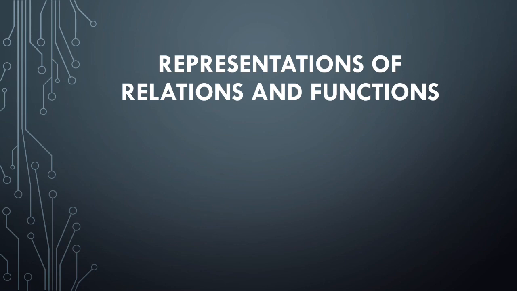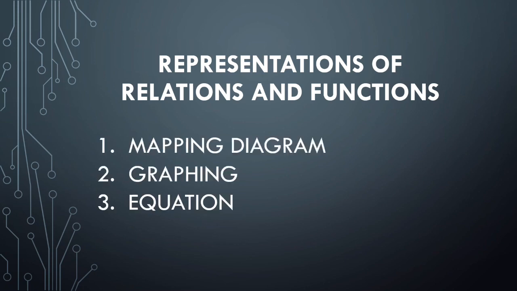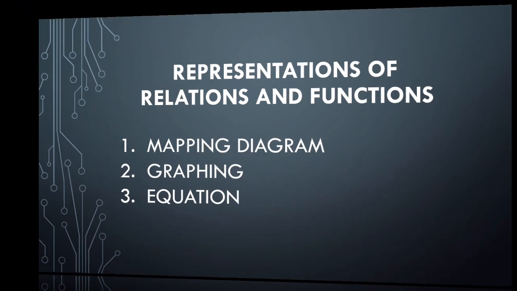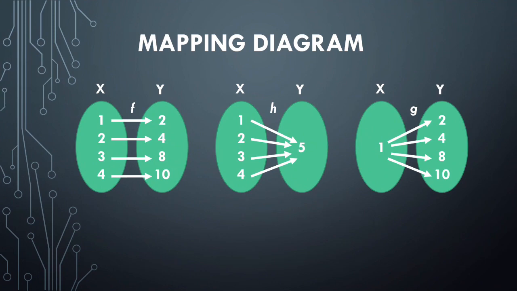Relations and functions can be represented by mapping diagram, by graphing, and by equation. The first representation of functions and relations is through a mapping diagram. We have here three diagrams: relation F, relation H, and relation G. The first diagram reads as 1 to 2, 2 to 4, 3 to 8, and 4 to 10. This is an example of one-to-one correspondence.